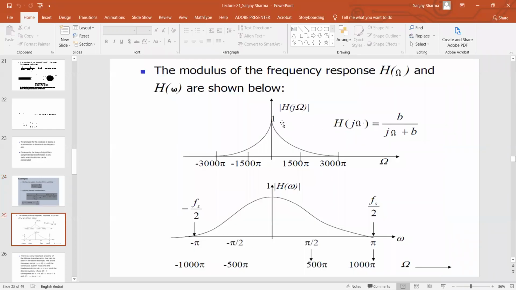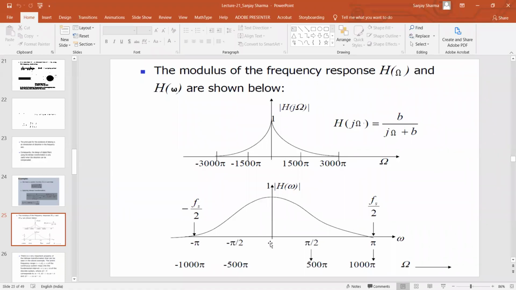So in the analog domain, the frequency response is given by H(j omega) equal to b over j omega plus b, replacing every s with j omega. If I plot this frequency response in terms of the magnitude response, that means I take the magnitude of this frequency response H(j omega), I will get this shape of the magnitude response with respect to capital omega, which is the analog frequency.